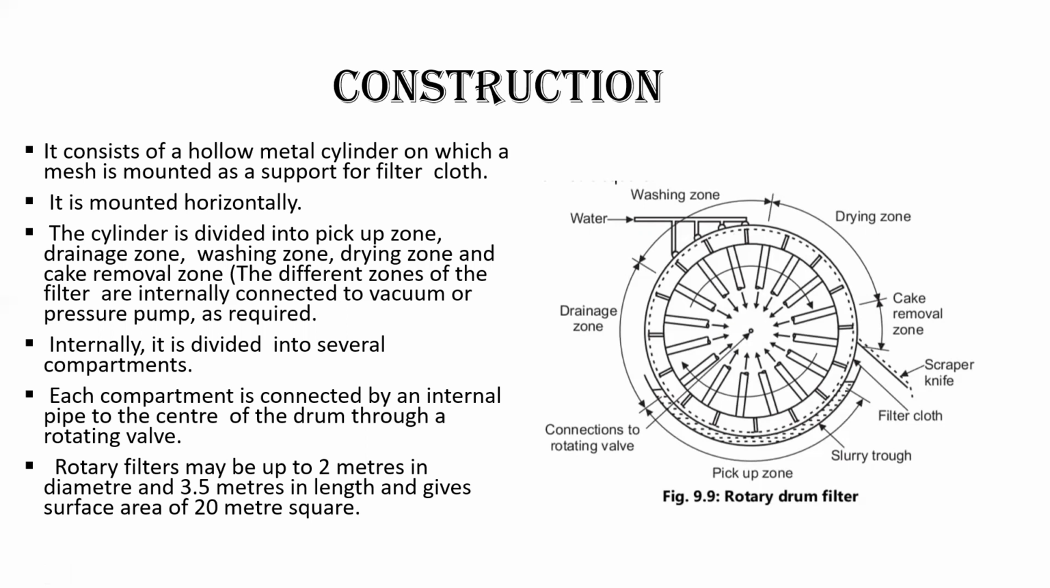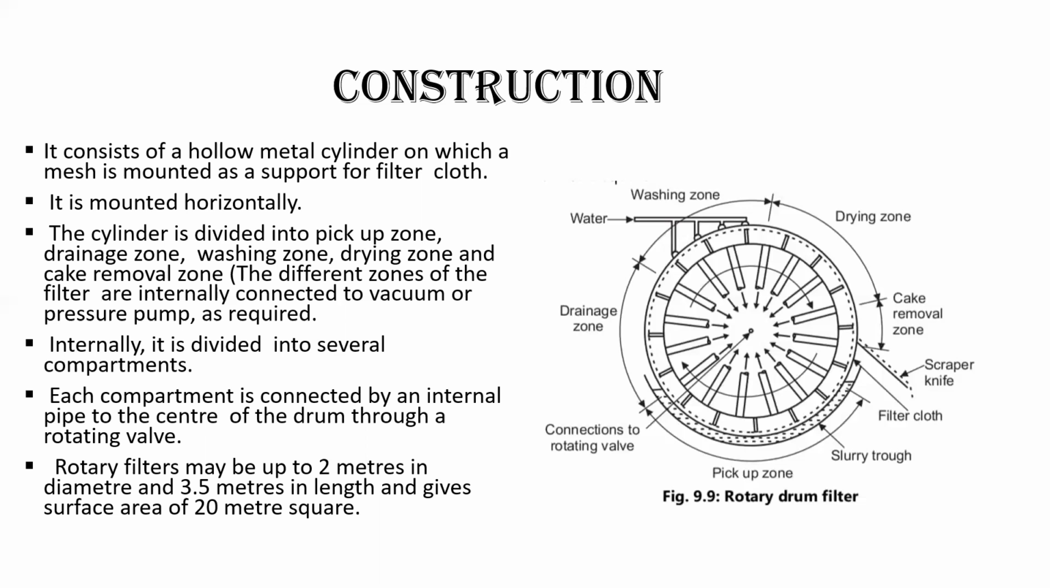The rotary filters may be up to 2 meters in diameter and 3.5 meters in length, which gives a surface area of 20 square meters. So this is the construction of the rotary drum filter.